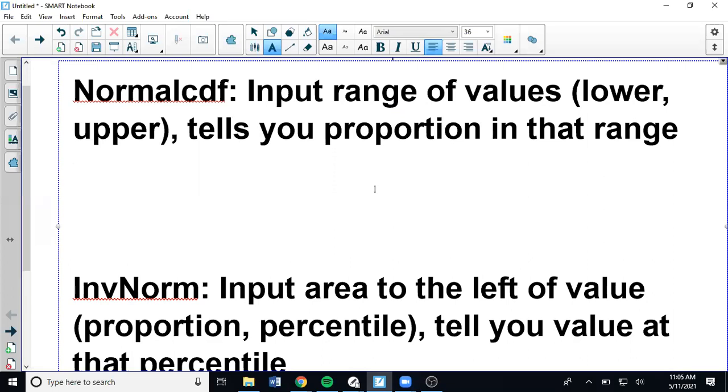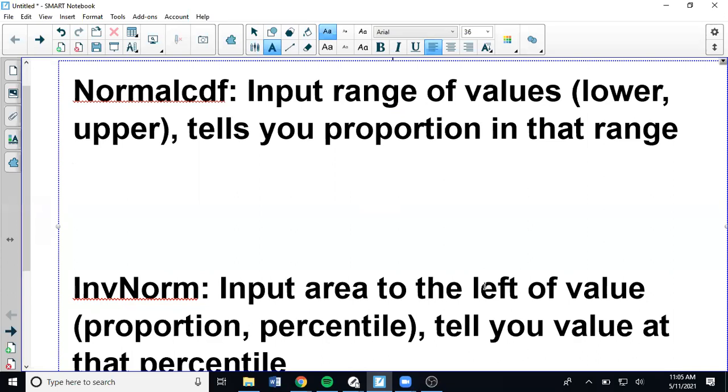Another one is, what is the probability that we fall between these two scores? How about with confidence intervals? So we want the critical value for a 95% confidence interval. It's inverse. Inverse because we input the area that's to the left.